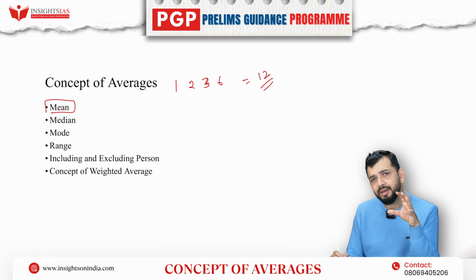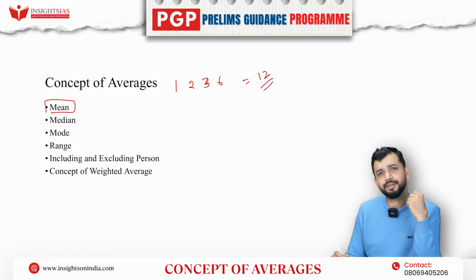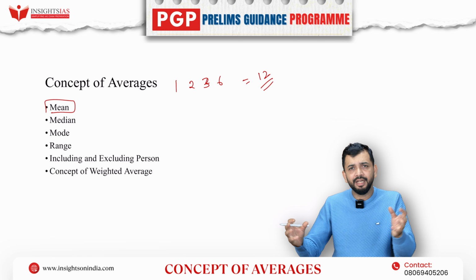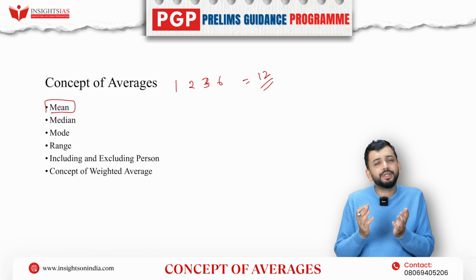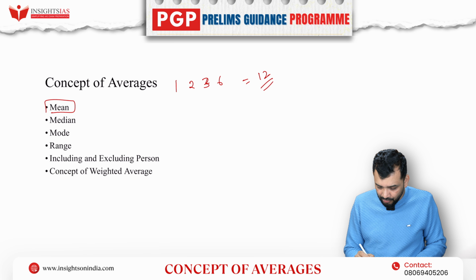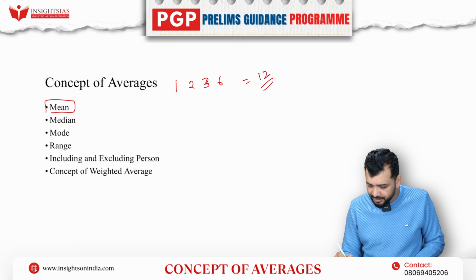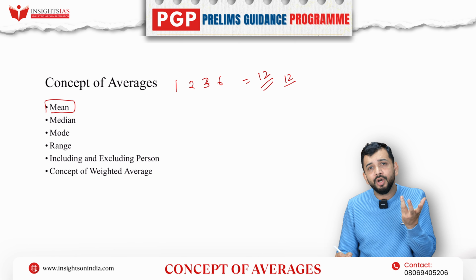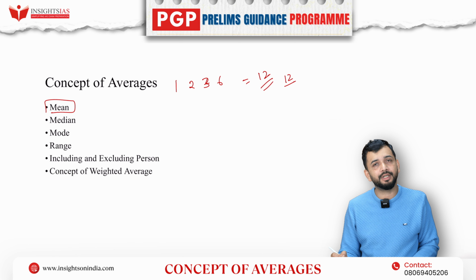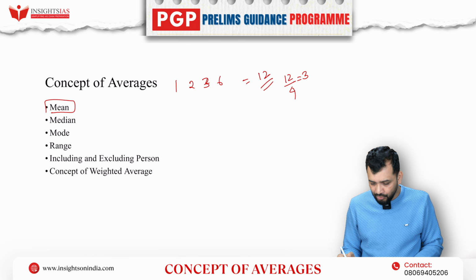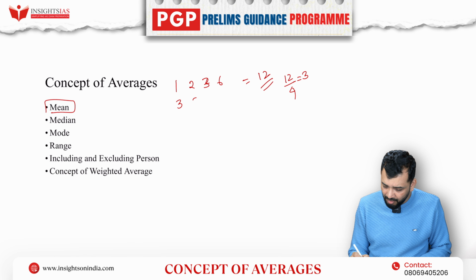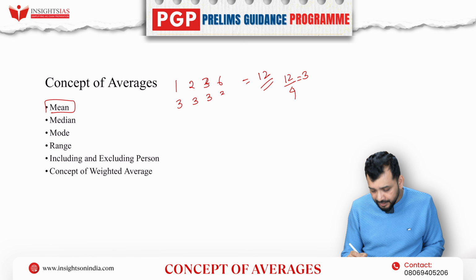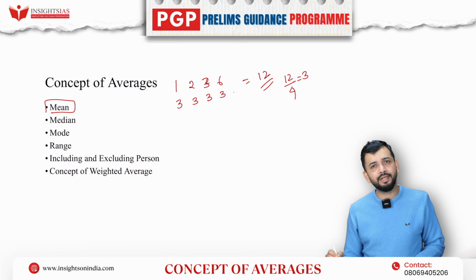Now, per match, how much has he scored? If I want to distribute his total runs equally among all the innings, how much would he be scoring? So there are 12 runs, and I have to divide them among how many matches? 4 matches or 4 innings. So I get 3. That means that if I replace all the matches' runs by 3, his total score is still 12.